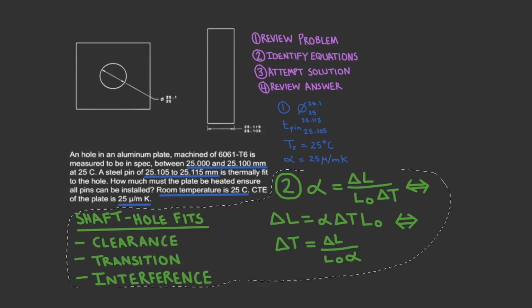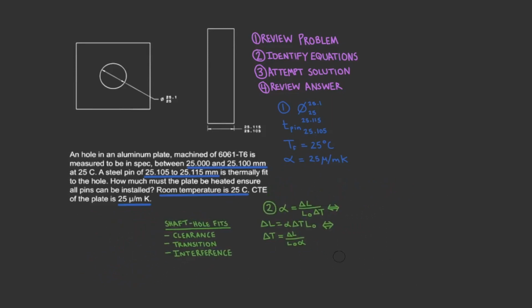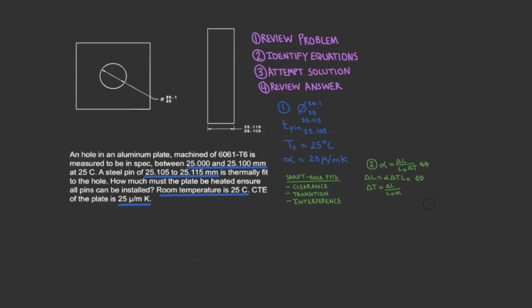This is the type of fit we are dealing with in this problem, as the maximum possible aluminum plate diameter is less than the minimum possible pin diameter. We use thermal expansion to ensure that we get the maximum possible plate diameter. Now that we know the equations we're working with and the types of shaft hole fits, we can move on to step 3, attempting our solution.